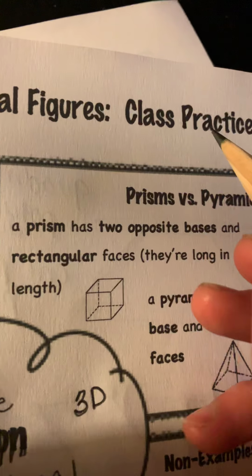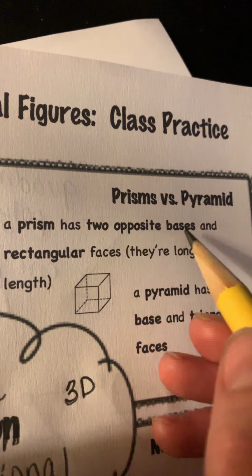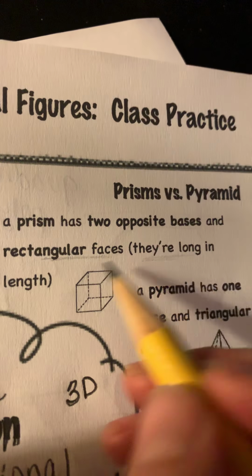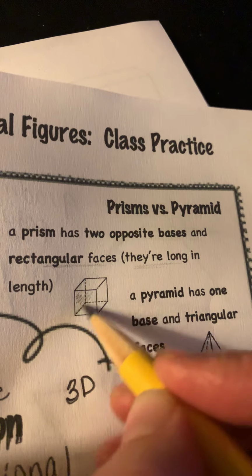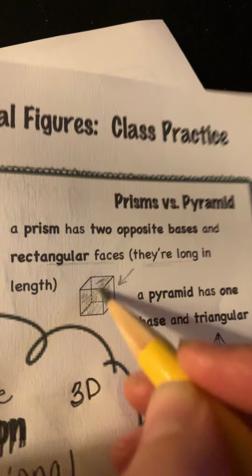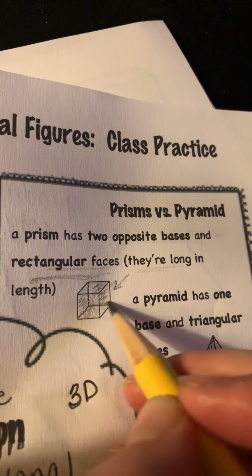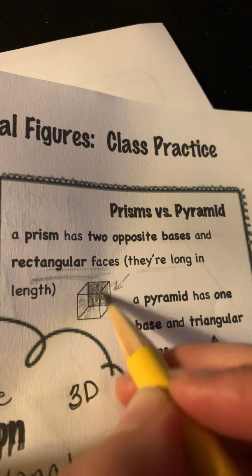Prism versus pyramid. They need to understand that prisms have two opposite bases and rectangular faces. I always remembered prisms because they were like long, but two opposite bases, like you have this face and then the one on the back. So opposite faces and they're rectangles. Is a square a rectangle? Yes, a square is a rectangle.